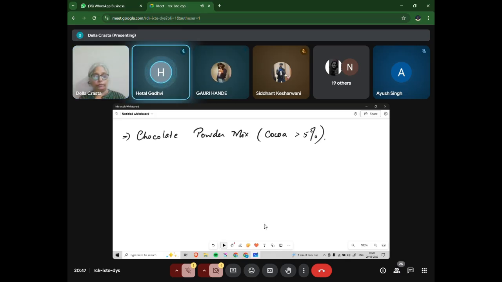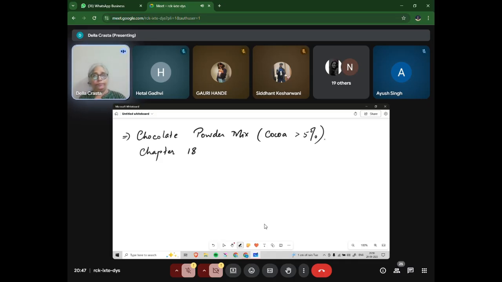Section 18, chapter 18. Chapter 18. Any other chapter? What if I say also look for chocolate powder mix where cocoa portion is less than 5%?